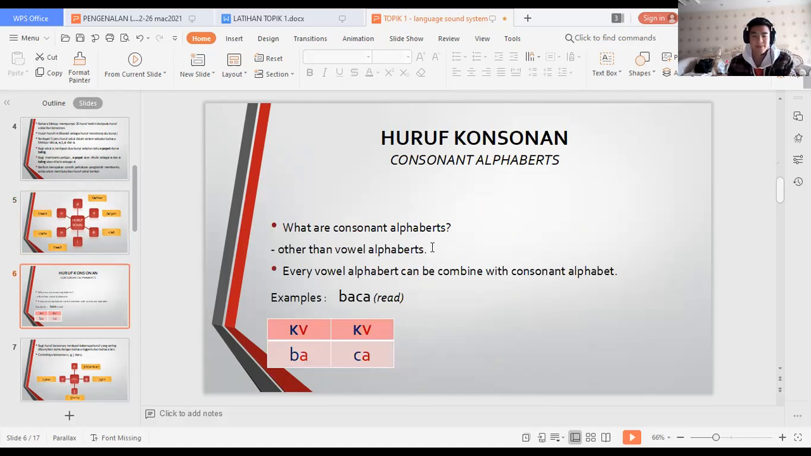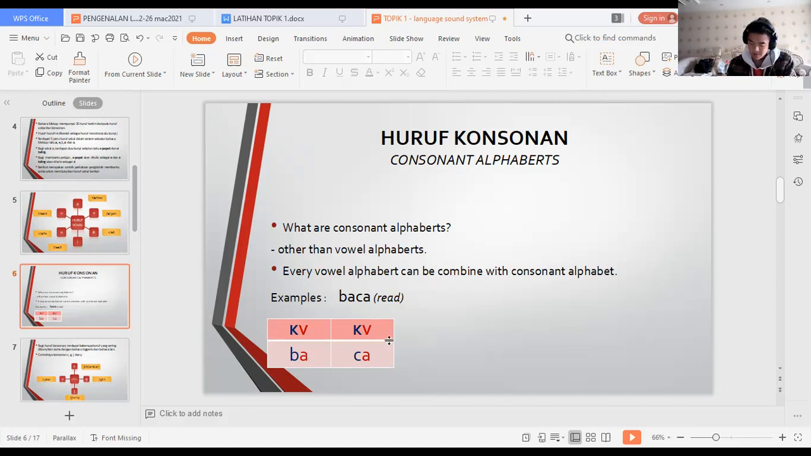What is a consonant alphabet? Other than the vowel alphabet, of course. Every vowel alphabet can be combined with a consonant alphabet to make a syllable. Like B. B is a consonant combined with a vowel to make one syllable, like B, A, ba.